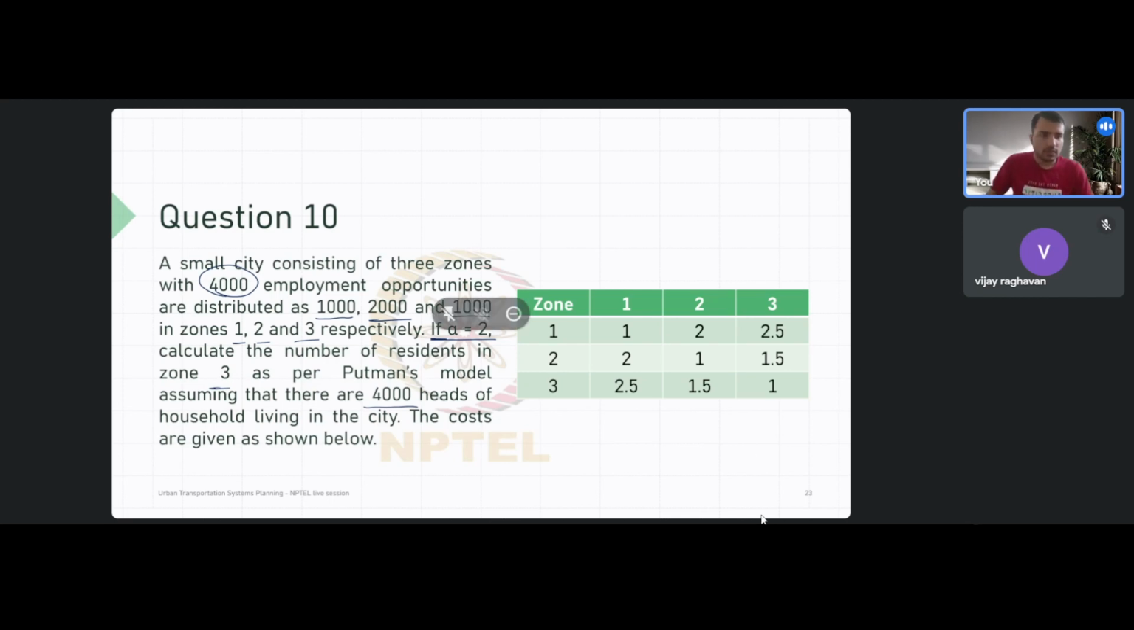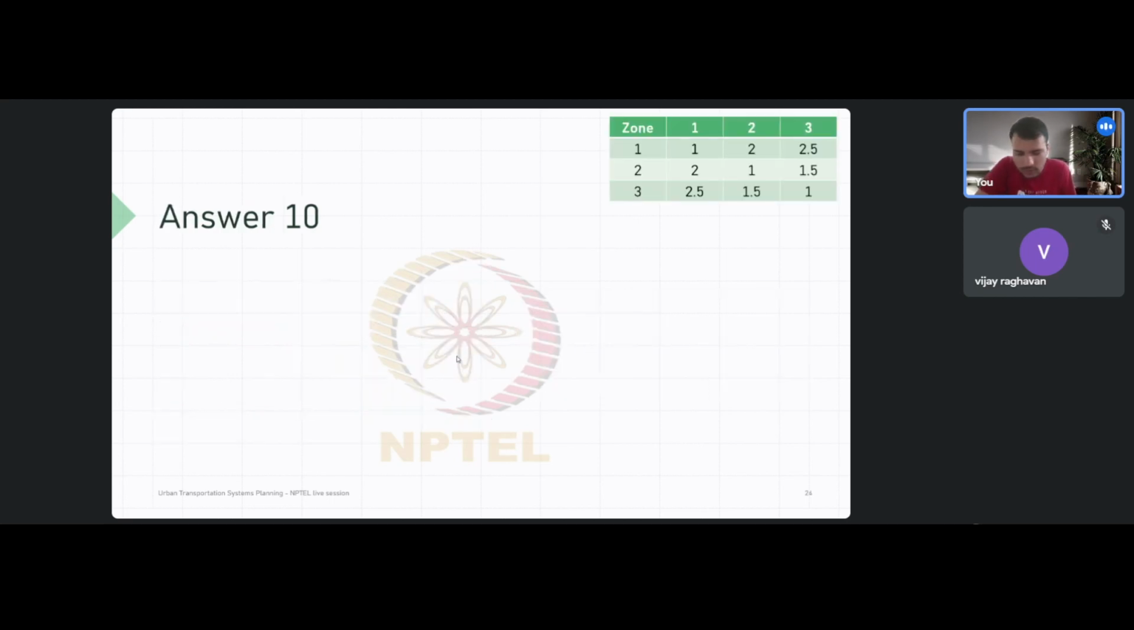Okay, we'll see the answer now for question 10. So we have the data. Let's see the data again so that we don't go wrong anywhere. We have three zones, and 4,000 employment opportunities. Zone 1 has 1,000, zone 2 has 2,000, zone 3 has 1,000. The coefficient is 2, alpha. Then calculate the number of residents in zone 3 as per Putman's model, assuming there are 4,000 heads of household living in the city. The costs are given. We have the costs. Let's start.